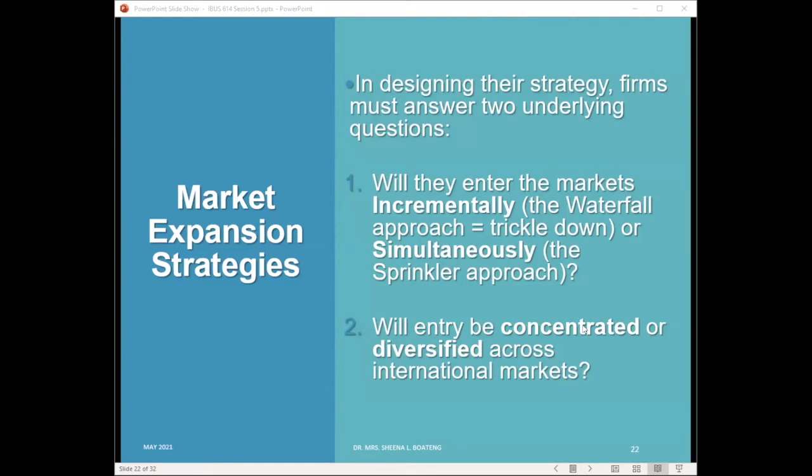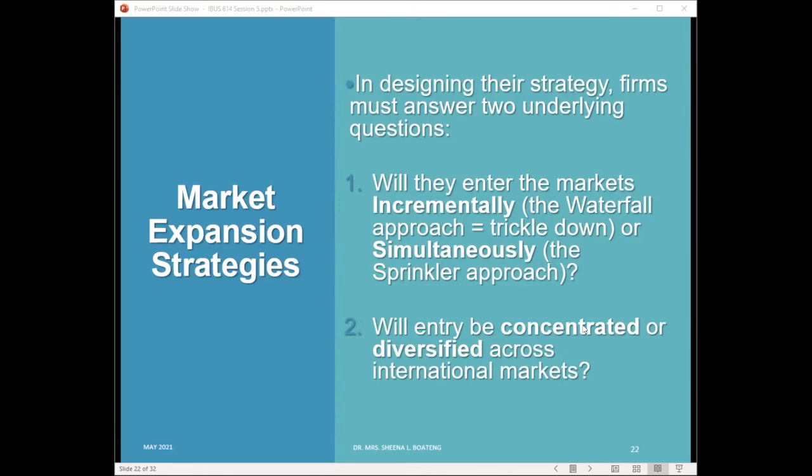Please, which approach or market entry theory is this? Stages. Stages, good. Particularly Uppsala. Thank you, David. So this sequence is the incremental sequence, also known as the waterfall approach. And then we have the simultaneous sequence.